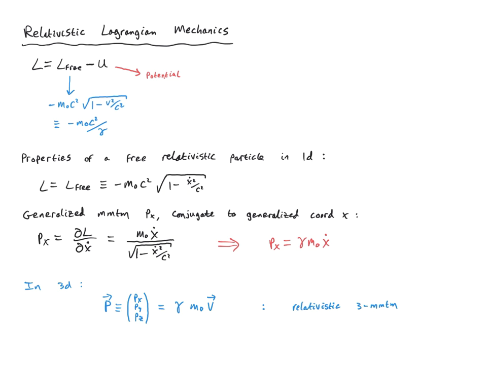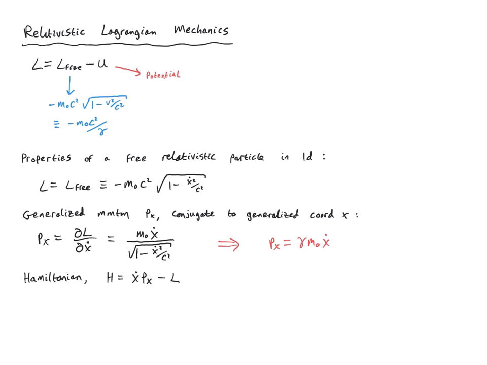This is very straightforward to generalize to 3 dimensions, in which case we can write down a vector of our conjugate momenta, consisting of px, py, and pz, and we'd simply find that it was gamma m0 times the velocity of the particle v. This is of course nothing other than the relativistic 3-momentum that we were considering in the first part of this lecture. So the Lagrangian method very quickly generates some of the results that we derived from the 4-vectors earlier.